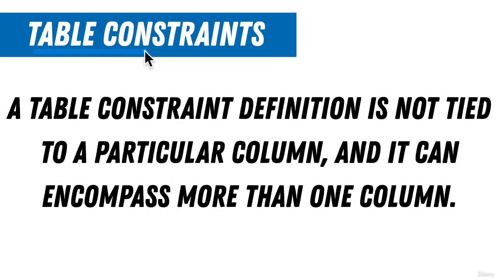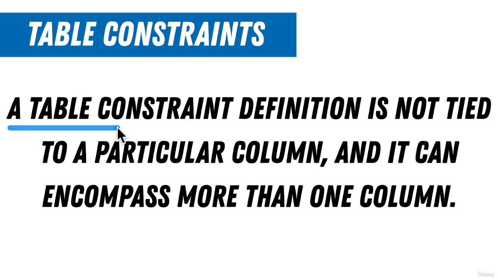Table constraints. So far we've seen column constraints and constraining data on a column level. But then again, we are able to constrain multiple things. We are able to, for instance, create a primary key that has multiple columns. But how do we do that? Because we only have seen how we can do things at the column level. Well, that's where table constraints come into play.